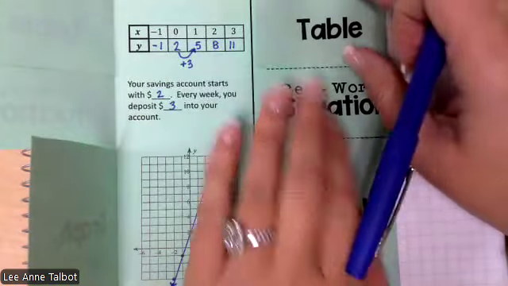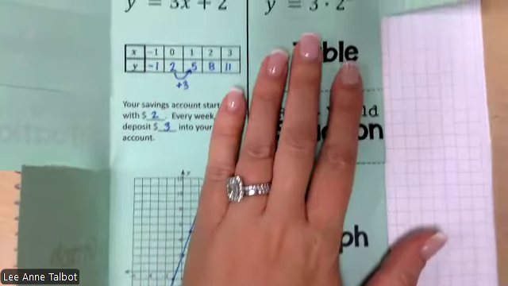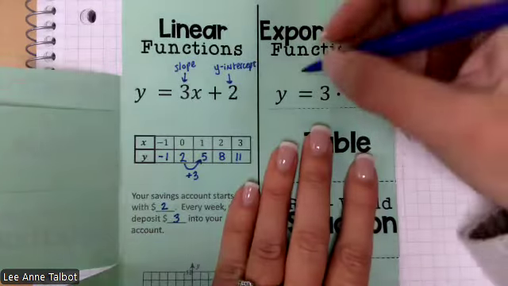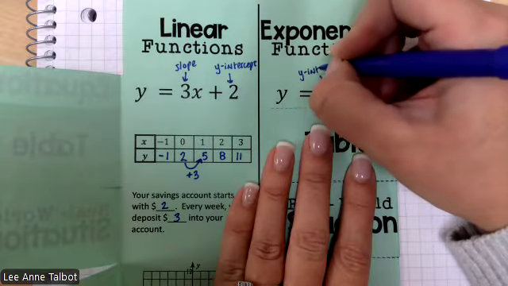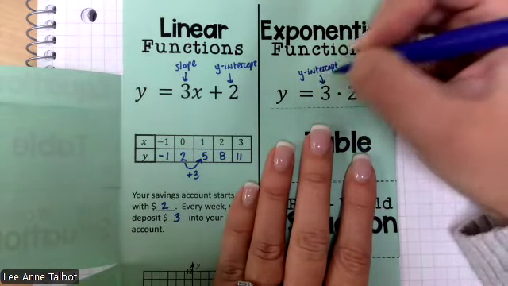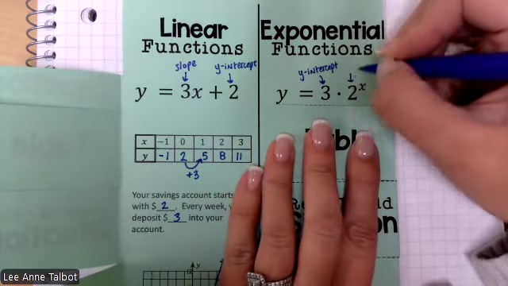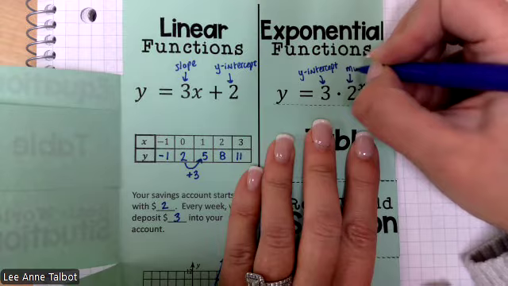Okay, so this is where we're going. Exponential. This is the y-intercept or the start, and this is the multiplier.